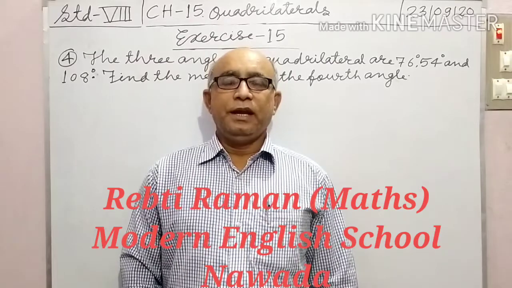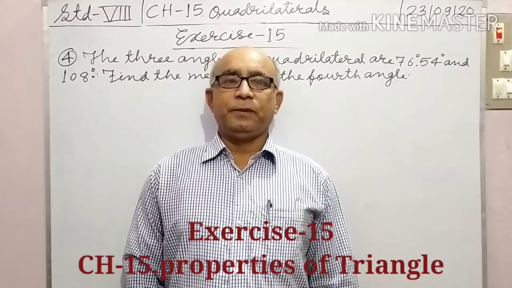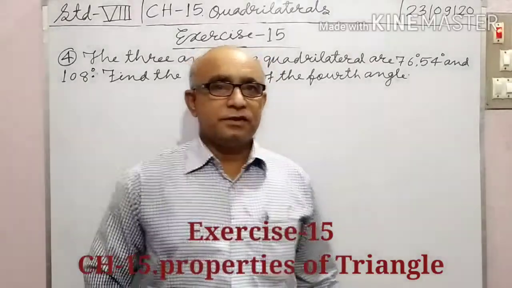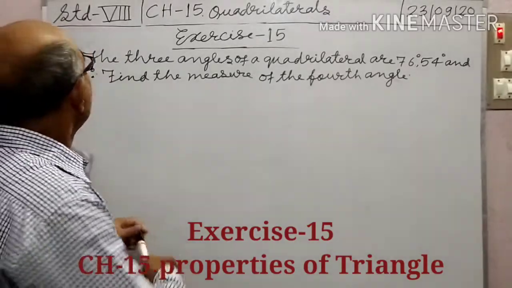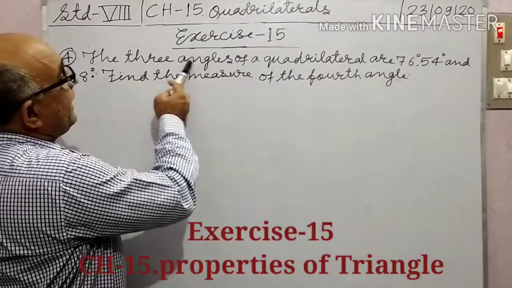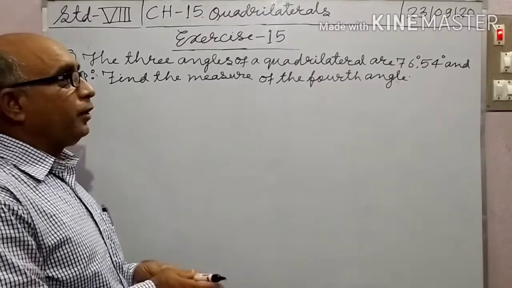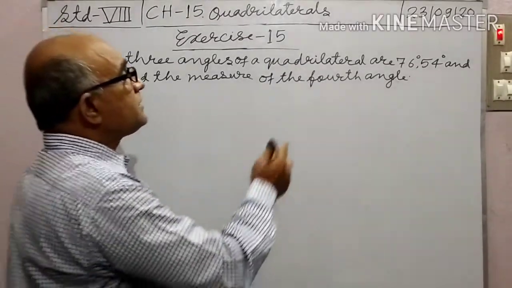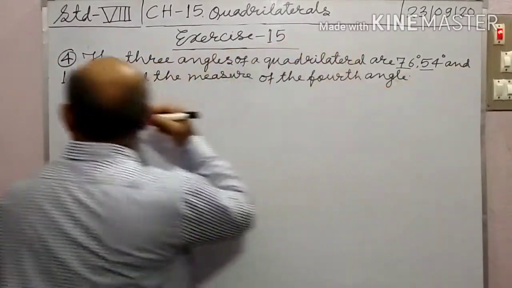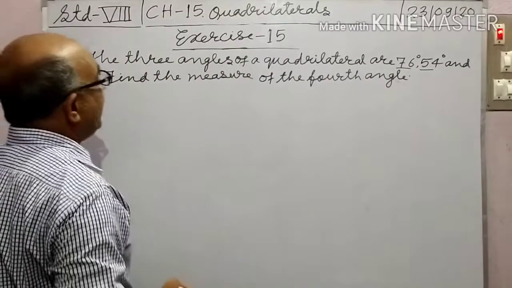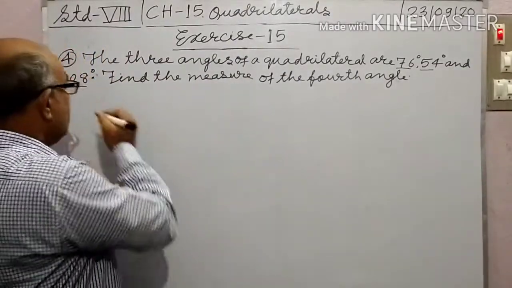Students, today I shall solve exercise 15 of chapter 15, quadrilaterals. One question is written here, question number 4. In this question, the three angles of a quadrilateral are 76 degree, 54 degree and 108 degree. Find the measure of the fourth angle.